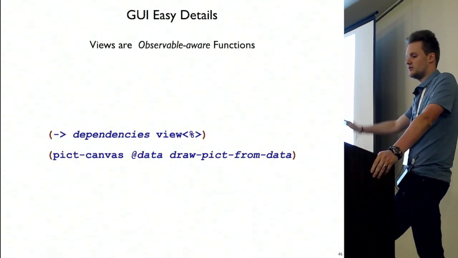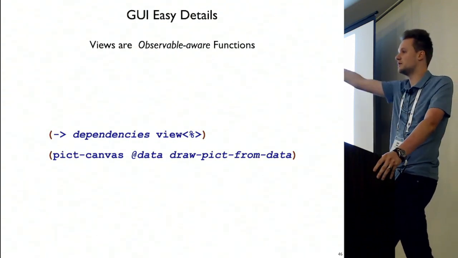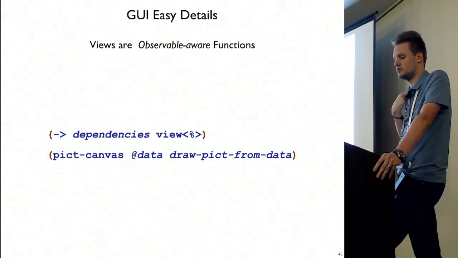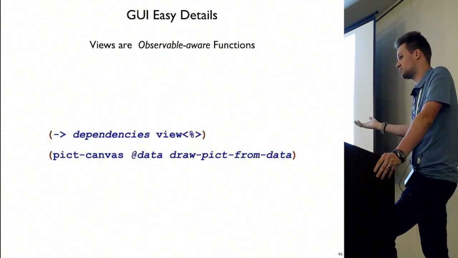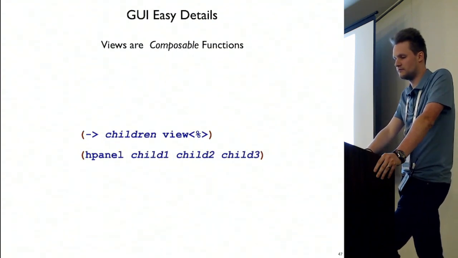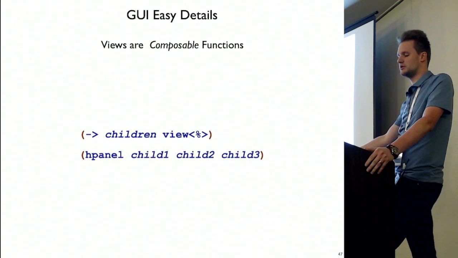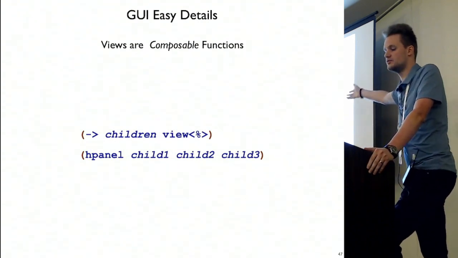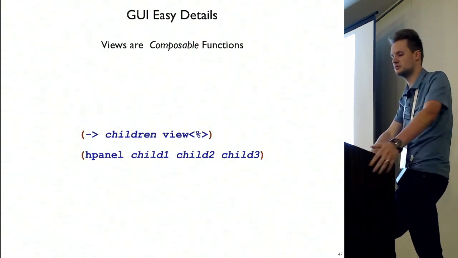In particular, though, views are observable aware. So we take in our dependencies, like some data and how to turn that data into a picture, and views will react to changes in those dependencies. Views are also composable functions. So we saw the hPanel example earlier. These children are going to be themselves views, and we're going to compose that into a larger view, and we can sort of take that to the extreme.